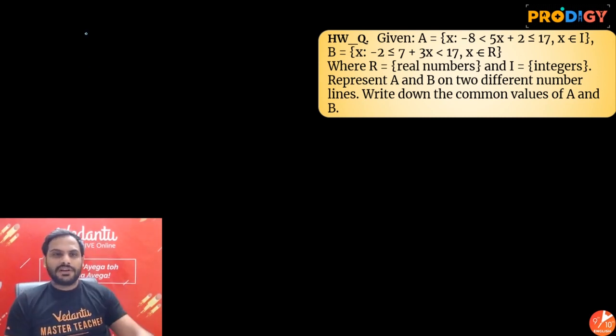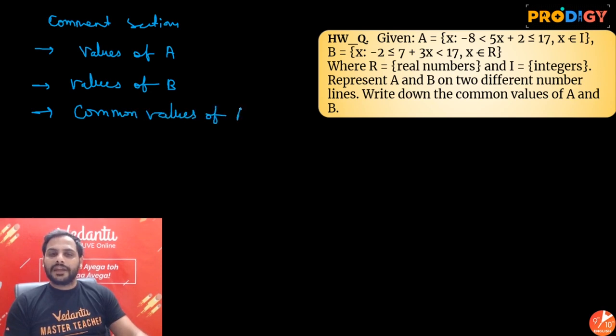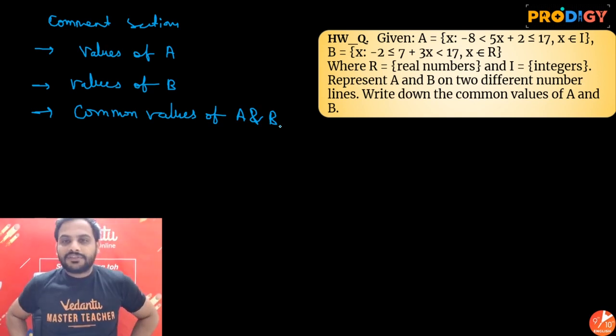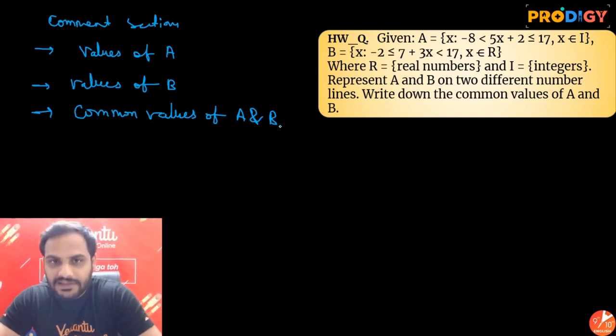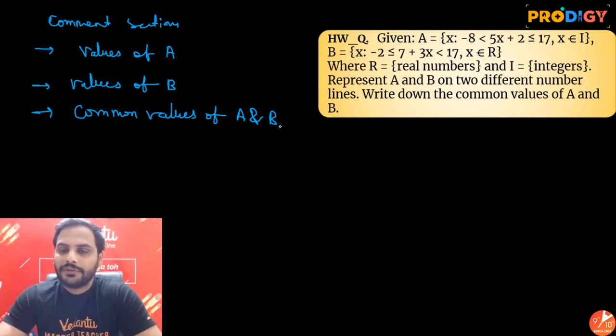So I want you all in the answer comment section to first write the values of A. What are the values of A possible? Then I want you to write what are the values of B possible. And then I want you to write the common values of both A and B. So in three parts, you will give me the answer for this question. First, let me know the values of A. Then let me know the values of B. And then let me know the common values of both.